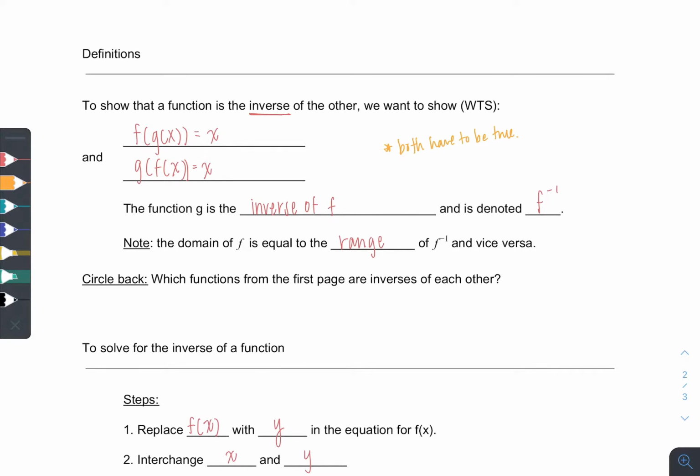All right, so if we have a function g that is the inverse of f, then we would denote that as f with the exponent of -1. But that's actually just read as the inverse of f. All right, the domain of f would then be equal to the range of the inverse of f. All right, so we'll get to that later. So circle back. Go ahead, answer what functions from the first page are inverses to each other.